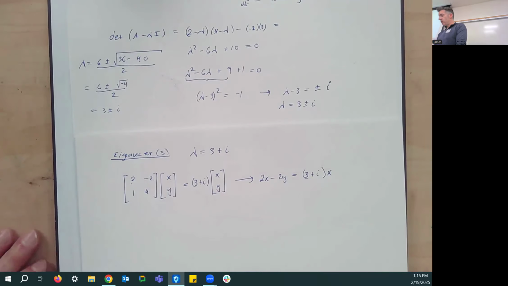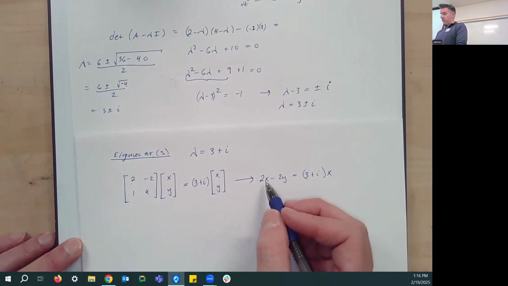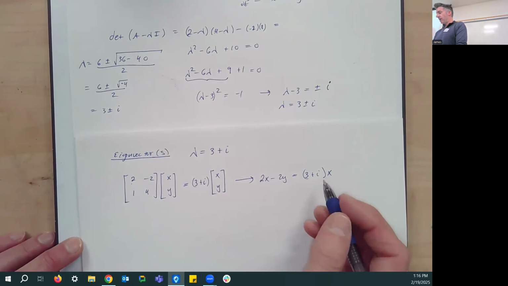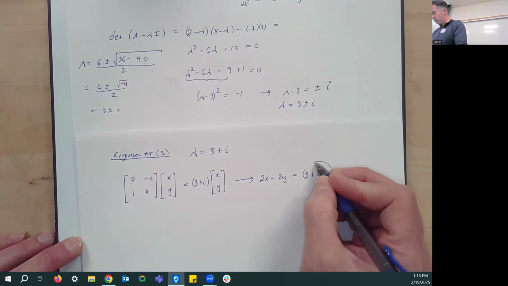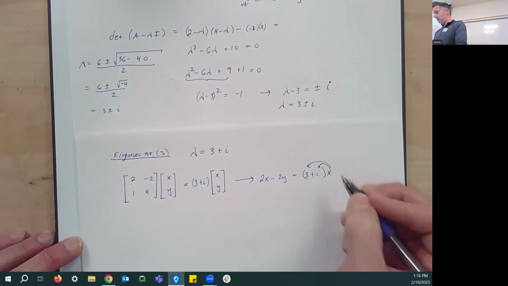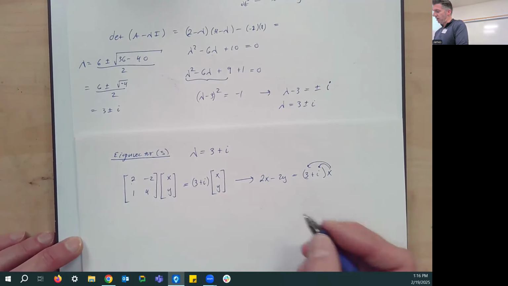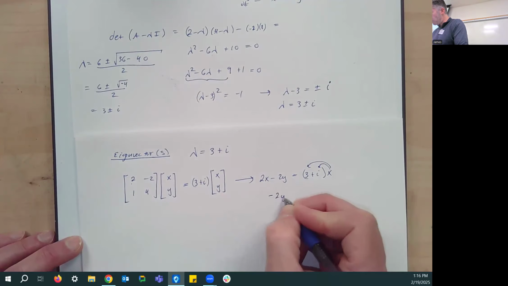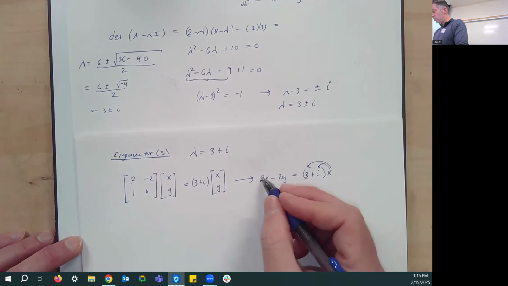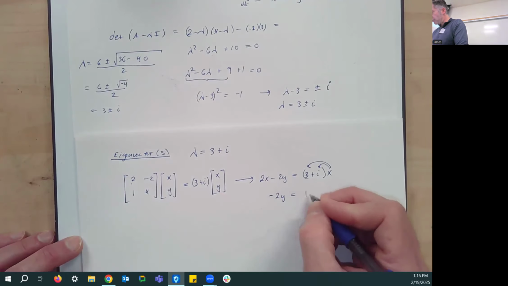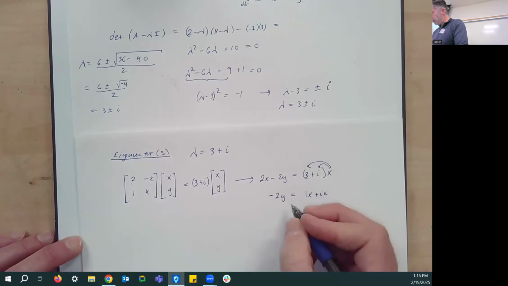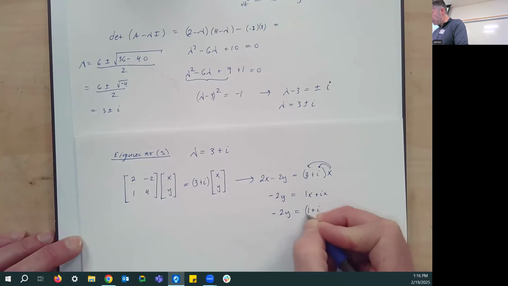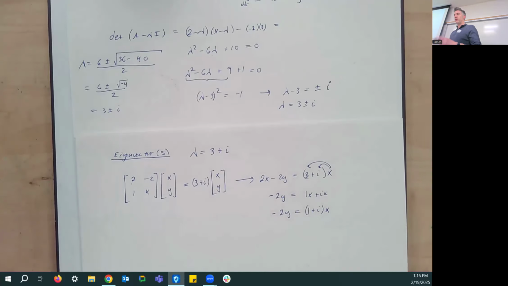And the work I would do at this point is I would probably subtract 2x from both sides. I guess I would distribute here. So you're going to have a 3x plus i times x, and then you're going to have subtracted 2x, so negative 2y equals 3 minus 2 is 1x plus ix, or probably better written, negative 2y equals 1 plus i times x. The only reason to distribute it there is just so you can make sure you subtract the right things when you bring the x over. This is why I don't like doing it this way.